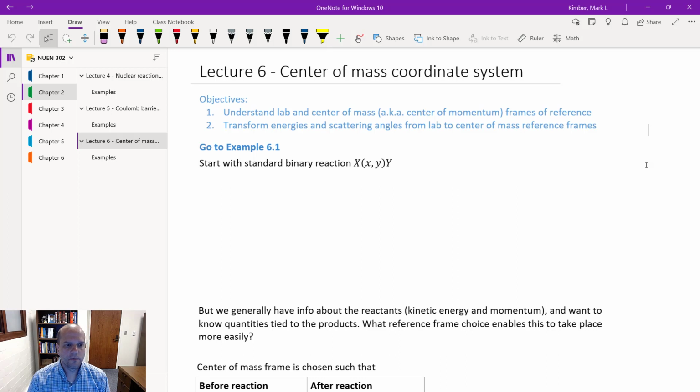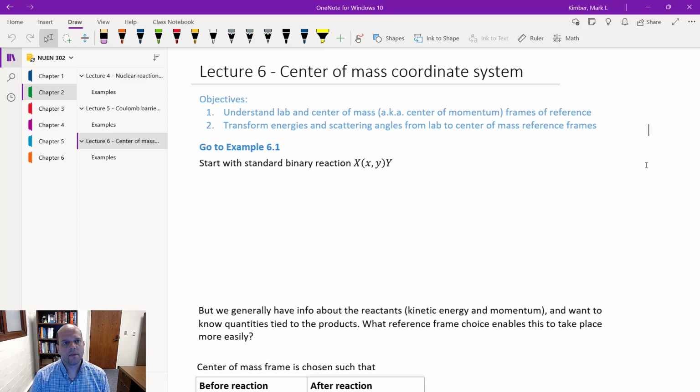And so we discussed these different scenarios, all with the intent of trying to understand whether the reaction can occur or not. And so today we're going to continue talking about that, but we're going to discuss what's known as the center of mass or the center of momentum frame of reference.